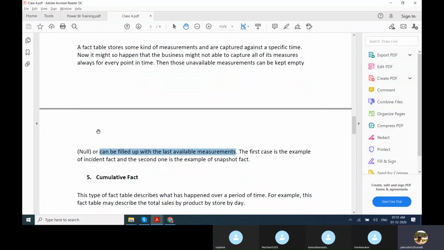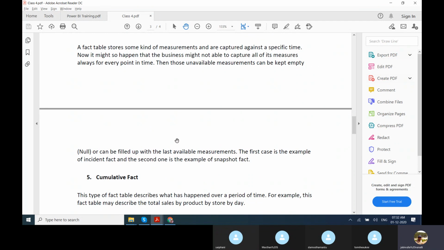Okay, so then the first case is of incident fact, and the second one is the example of snapshot. That is nothing but snapshot. Whenever we fill NA, that is nothing but the snapshot. So whatever the available measurements, we'll fill it with the last available measurements. That's the reason why it is called incident and snapshot.